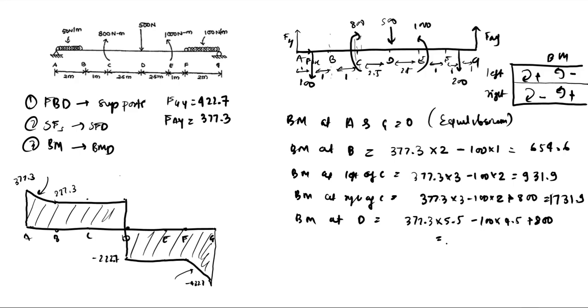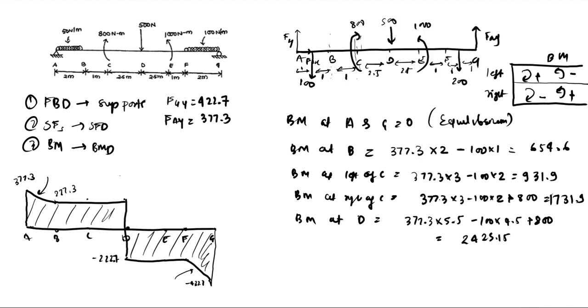We have 377.3 into 5.5 minus 450 plus 800. It comes out to be 2425.15.